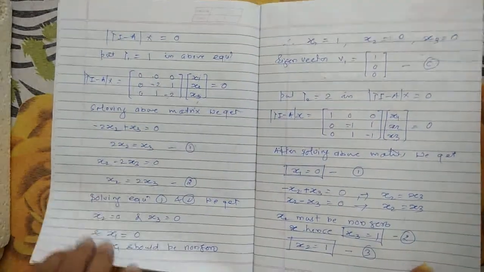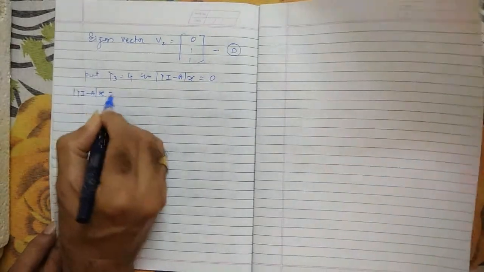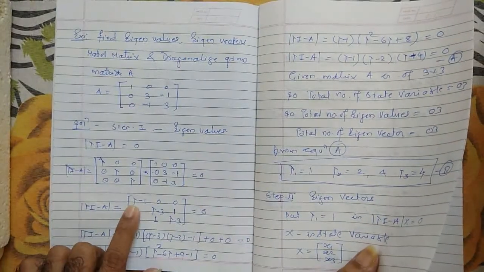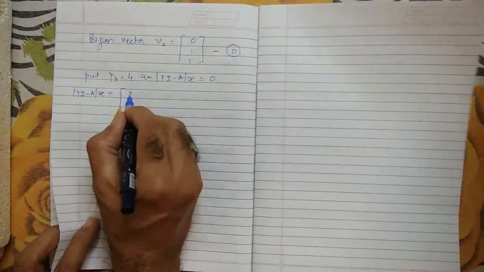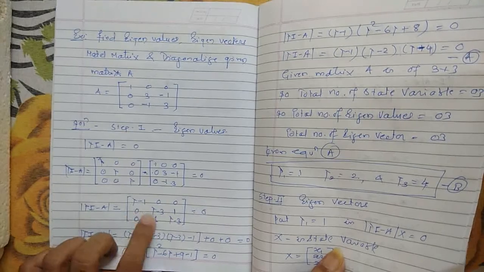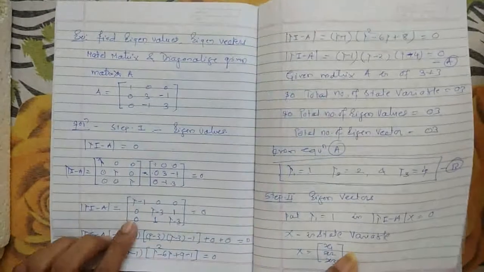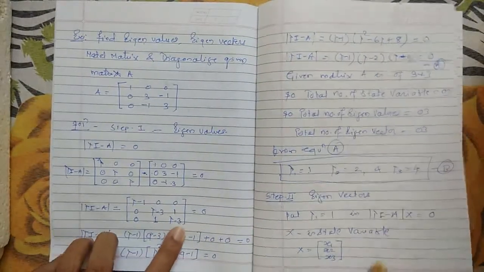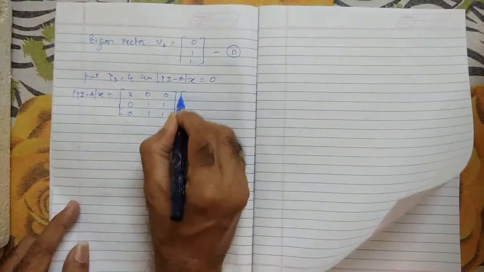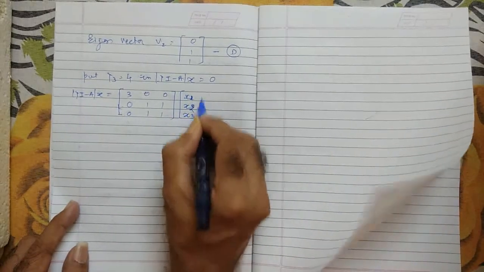Now this lambda I minus A, lambda equals 4. So 4 minus 1 is 3, and the others are 0, 0, and here is 0. 4 minus 3 is 1, and here is 1. So here is 0, here is 1, here is 1, and here is 0, here is 1, and 4 minus 3, and 4 minus 3. So again 1, 1, 0, 1, 1, multiplied by x1, x2, and x3 equals 0.